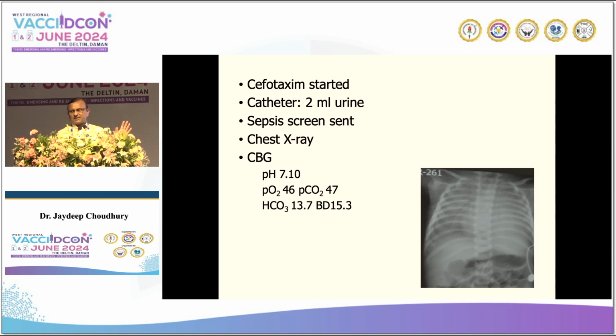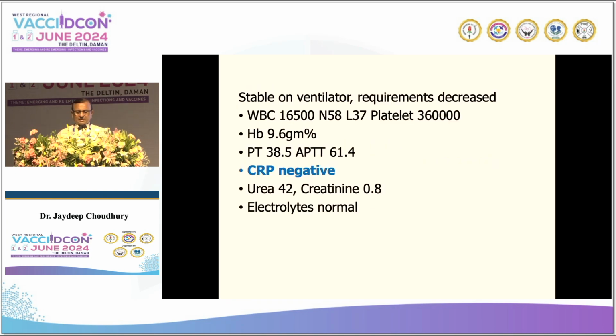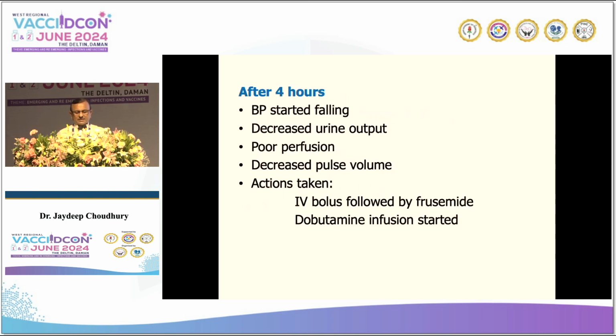And the chest X-ray, you can see it's an ARDS-like picture. So after 1 hour, the saturation was falling. There was altered respiratory pattern, so the child had to be intubated and ventilated in pressure control, and on the ventilator the child was stable. But you see the blood counts: WBC was 16,000, hemoglobin was 9.6. With such a severe picture, the CRP was negative, urea was slightly raised. So we were thinking of other causes.